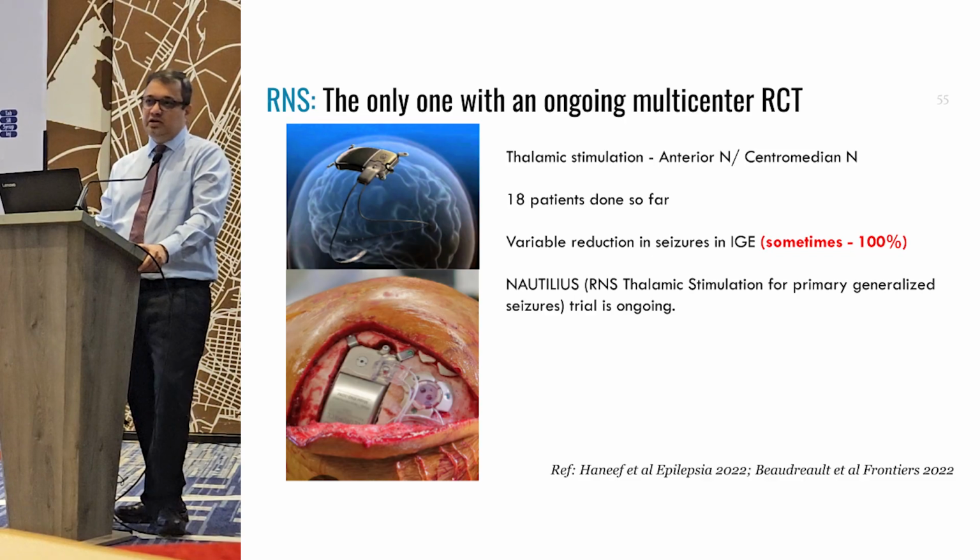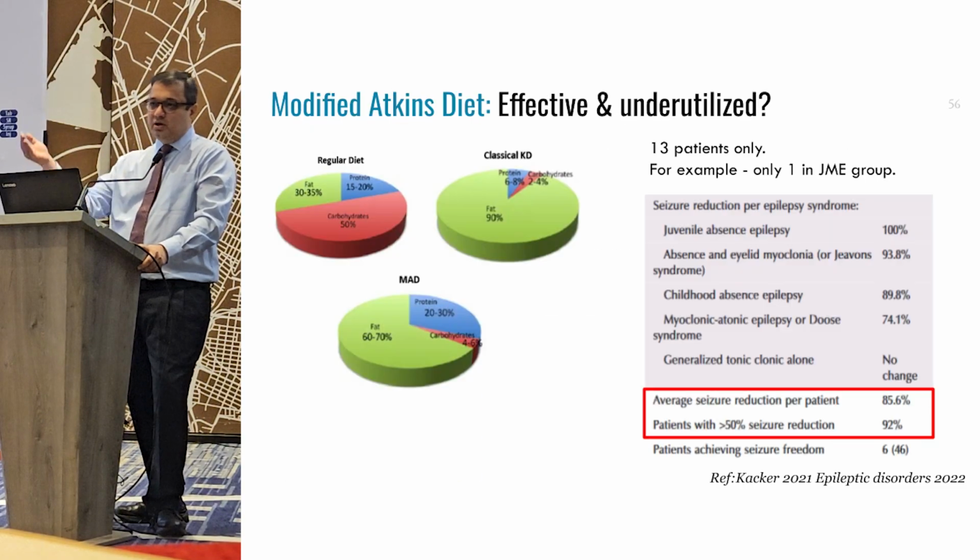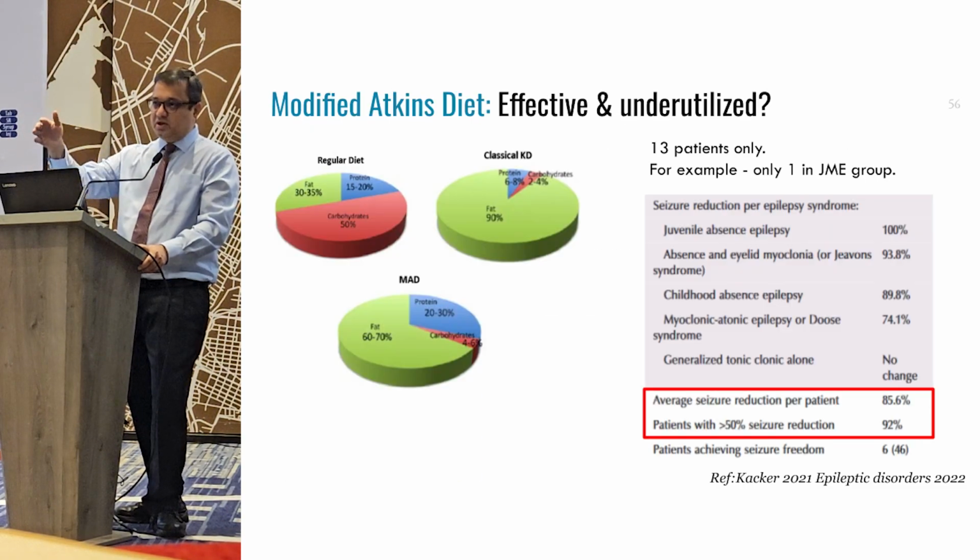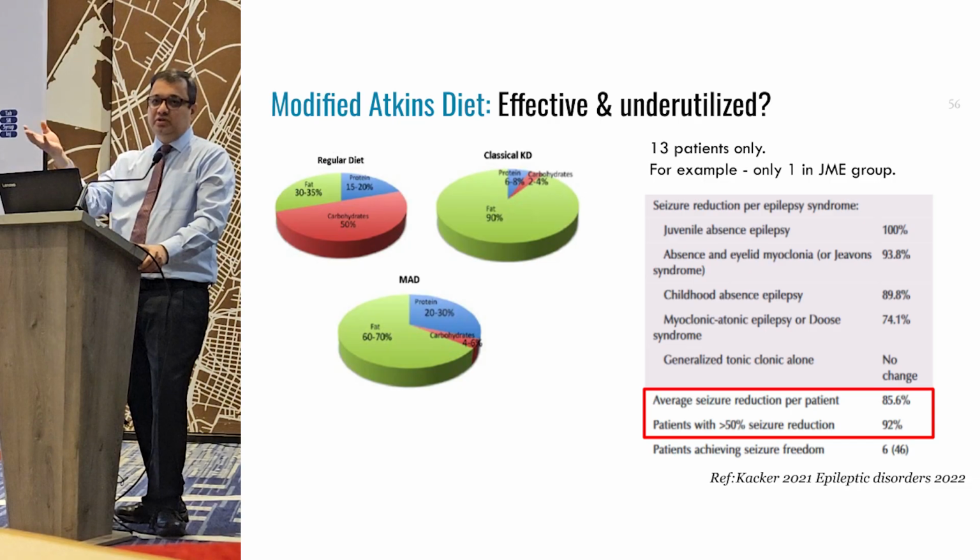Classically, it helps in GLUT1 deficiency, where the glucose transporter taking glucose into the central nervous system is missing. So you give ketones instead and the ketones go to the brain and nourish the brain. But it can work in all other kinds of epilepsies as well. And it is extraordinarily effective, except it is very difficult to implement.